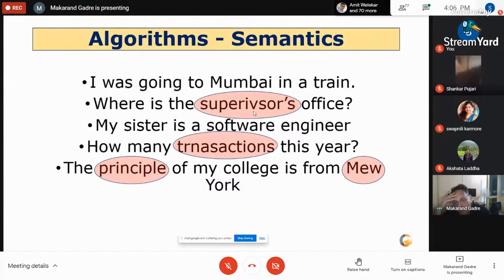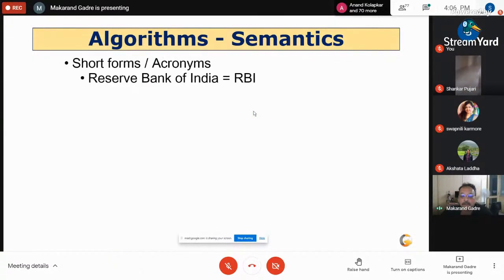So will you use Levenshtein distance here? What will you use here? And these are the real life problems which come to us in the field. Short forms is another one. RBI. Everybody knows the Reserve Bank of India.